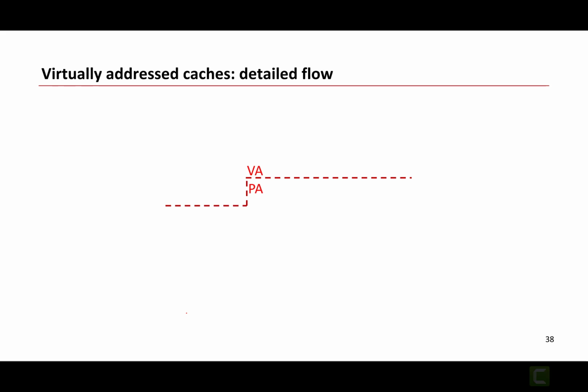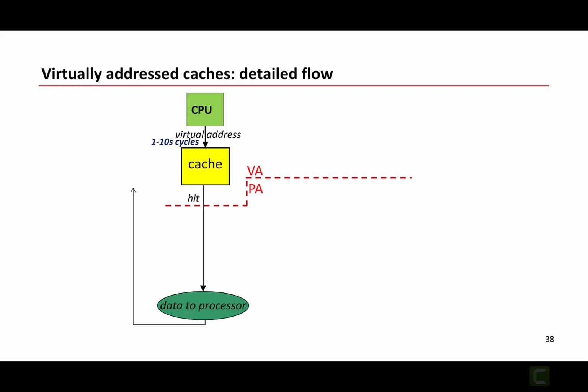And let's go through the same details for virtually addressed caches. So you get the virtual address cache. The big difference is you don't have to do the address translation. Instead, you directly access the cache, which can be again 1 to tens of cycles depending on the size of the cache. If it's a hit, nothing to be done. Return the data to the processor. Address translation doesn't even come into the picture.